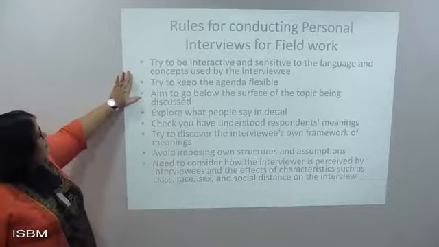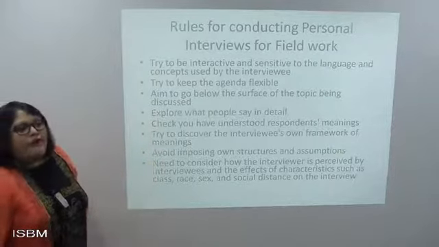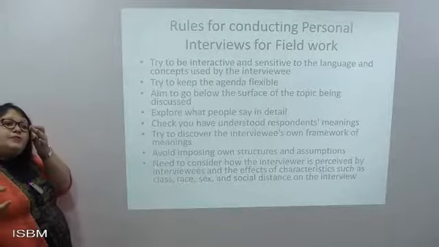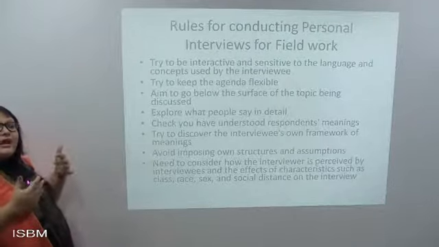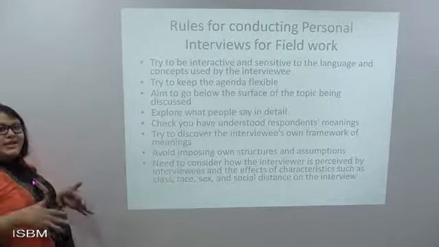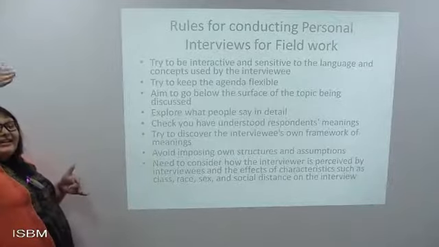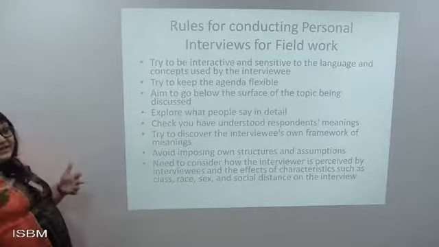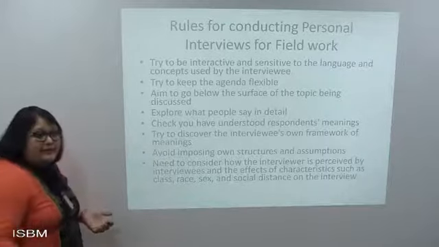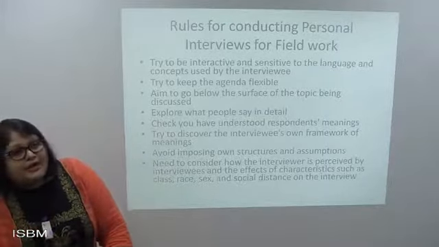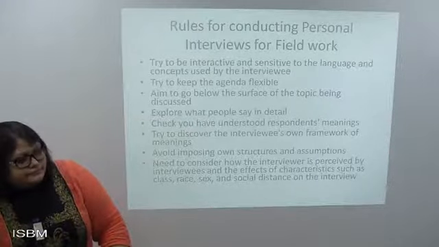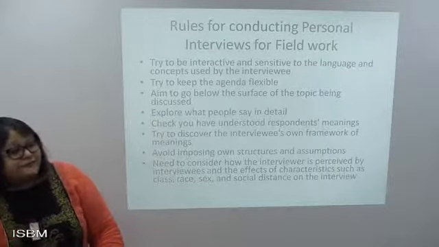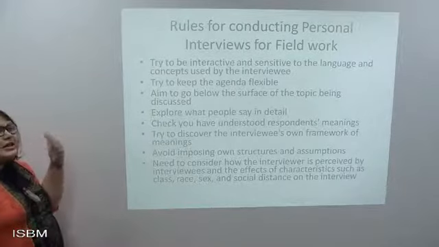Now try to keep the agenda flexible. For example, if you were to analyze the relationship between the Adivasi women and the exploitation which they face at the hands of the elite members of the tea gardens, you will not directly go and scandalize both the parties and ask the elite group whether they molest women, or go and ask the unfortunate women whether they are being exploited or harassed by the elite of the tea garden. So you should keep your agenda flexible.